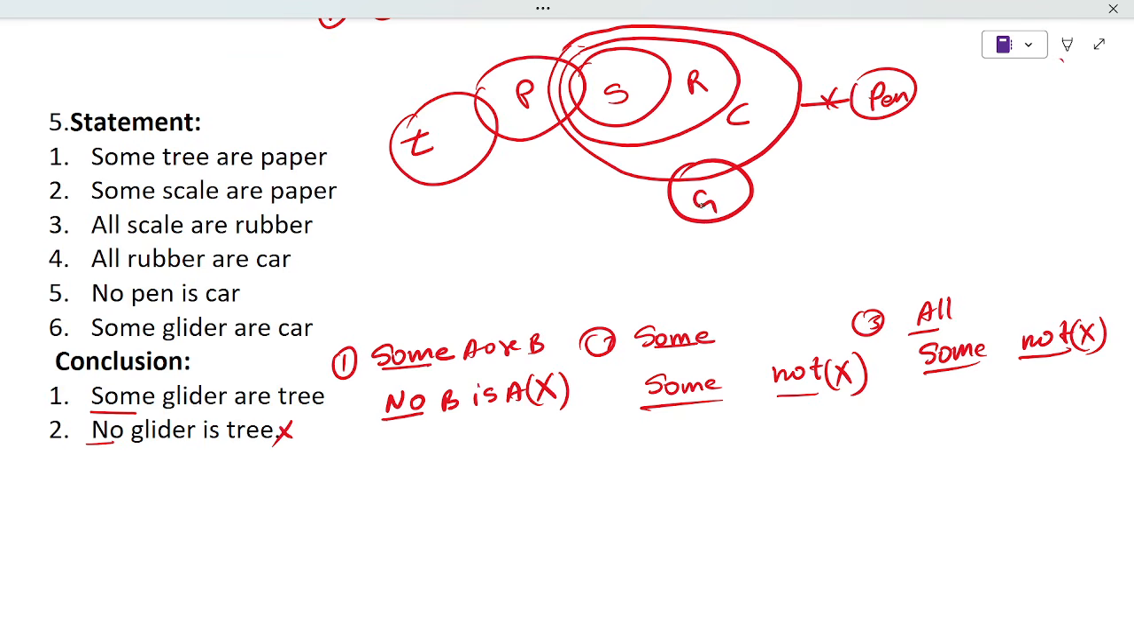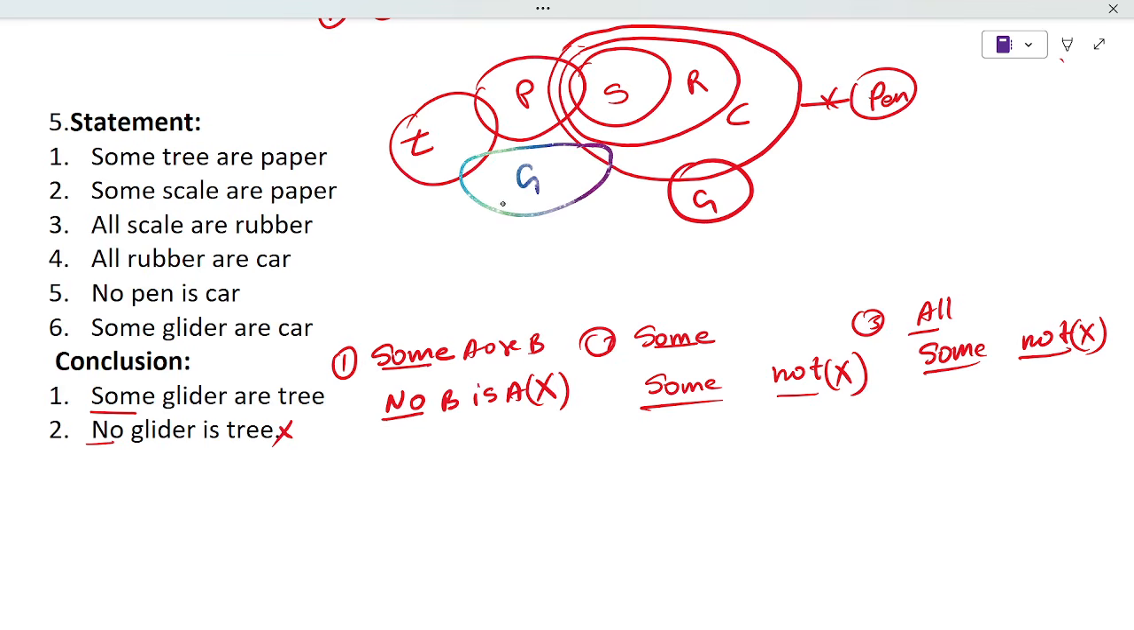So glitter is here, tree is here. Can they touch? Yes, glitter and tree can touch. This is possible. Still, we're not violating the statement. So we're not violating the statement.